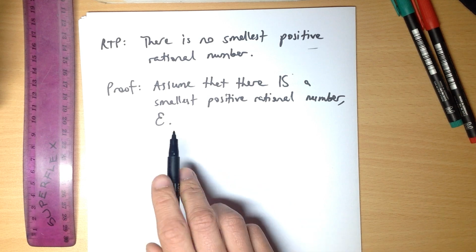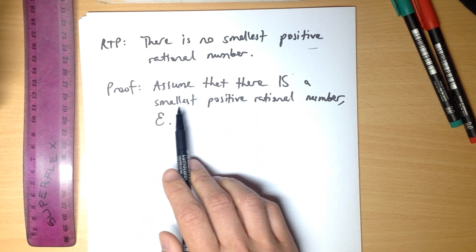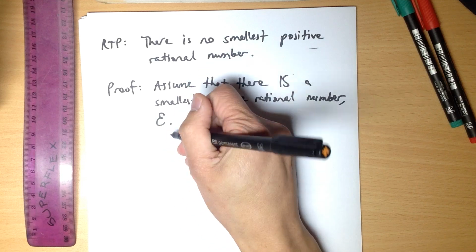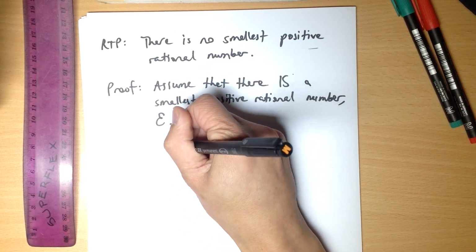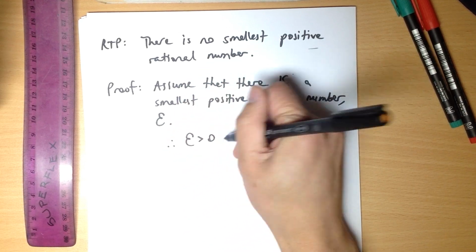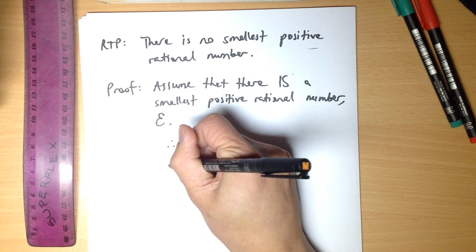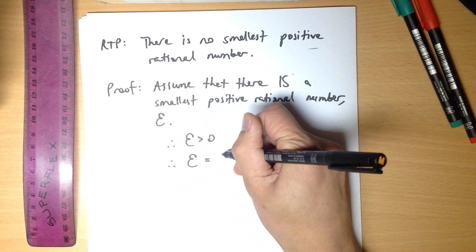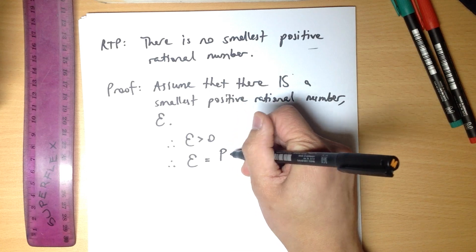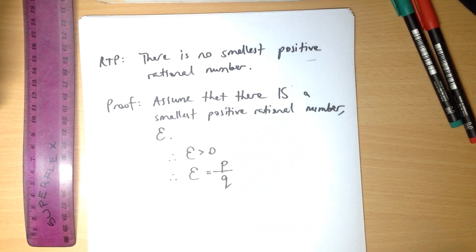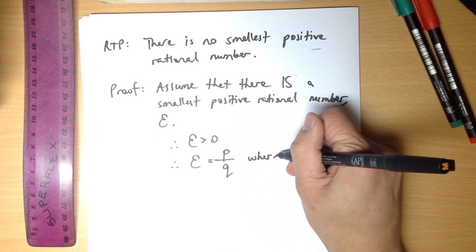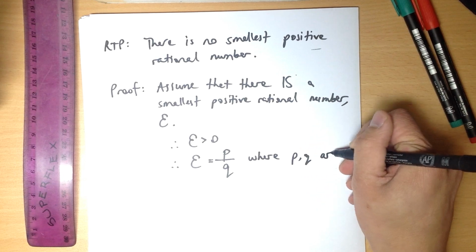So if Epsilon is the smallest positive rational number, I can say things like, well, Epsilon must be greater than 0, and I can also say that Epsilon must be equal to, and I'm going to introduce some more letters here, P on Q, where P and Q are integers.